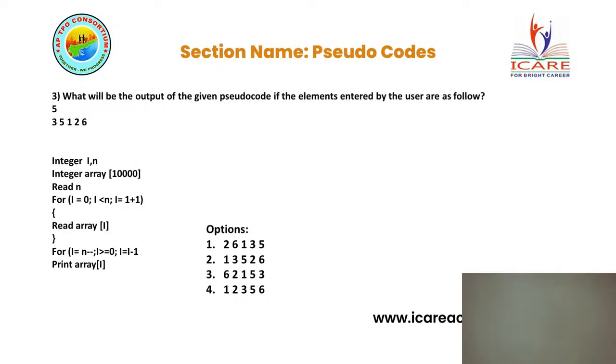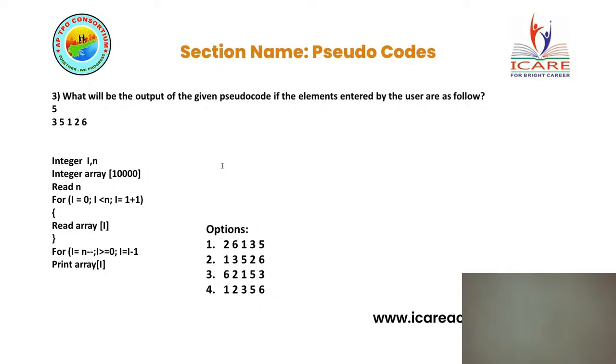So we are moving to the third question. It is also similar to the previous question, based on looping statements. Here we are asked what will be the output of the given pseudocode if the elements entered by the user are as follows: 5 and 3 5 1 2 6. Some array values or list values, whatever you are considering it. So 5 is one value and the remaining are the other values.